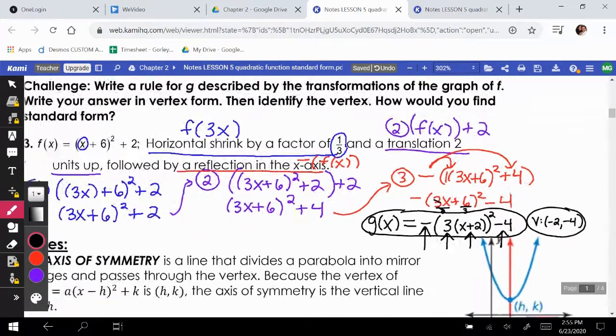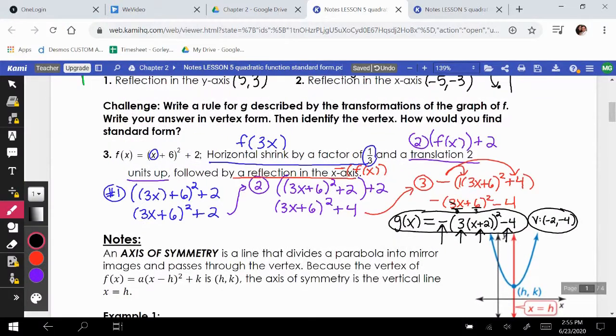All right. The last part of that warm-up asks you, how would you find standard form? You would just completely expand it or multiply it out. So you'd actually have to FOIL this inner part that's being squared.